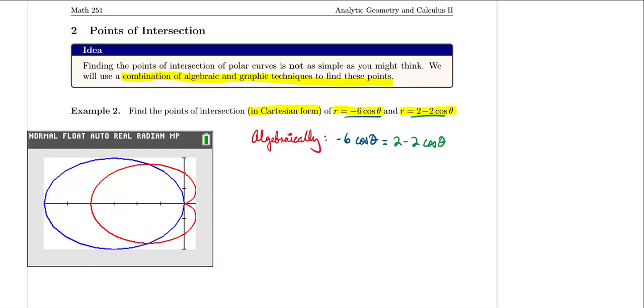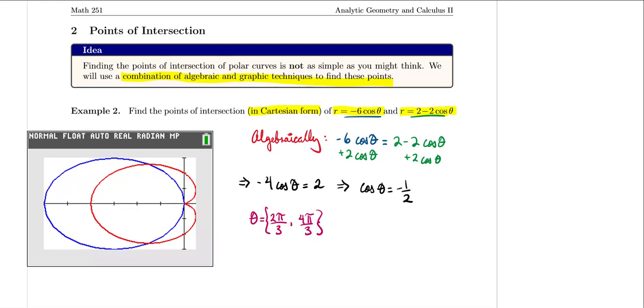Okay, now solving this one, I think we can go ahead and add the 2 cosine theta to both sides. And this is going to give us, let's see, negative 4 cosine theta equals 2, which we can simplify further, and that's going to give us cosine theta equals negative 1/2. Now this one you can evaluate with the calculator, or take a look at your unit circle, doesn't matter, whatever you want to do, but the angles that give you a negative 1/2 for the cosine are 2 pi over 3 and 4 pi over 3.